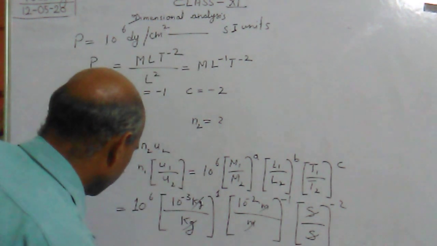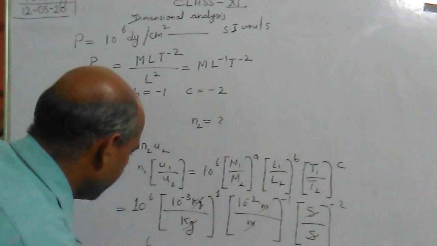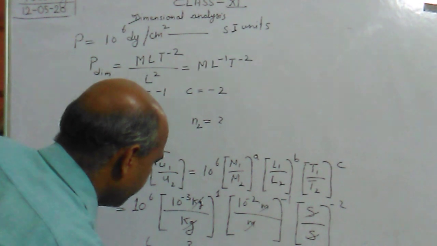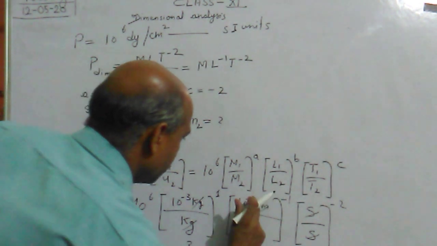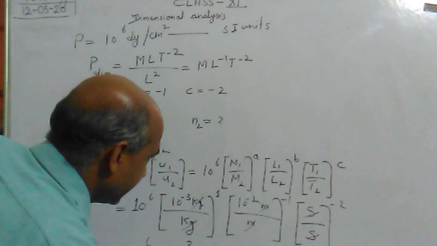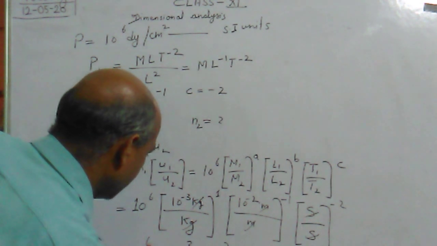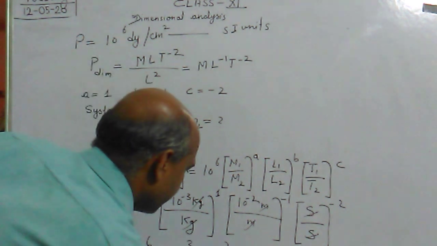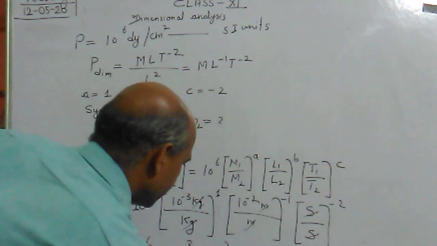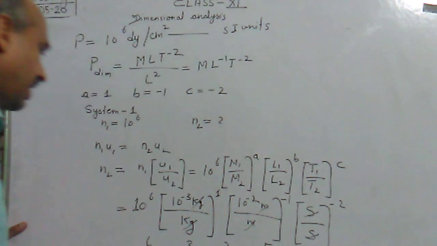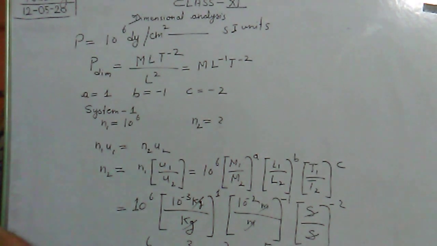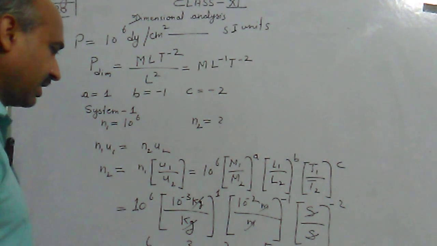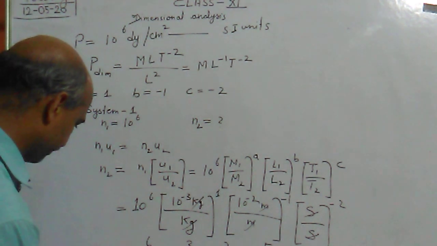So we get 10 की पावर 6 and from here into 10 की पावर -3. Okay, and from here 10 की पावर -2 into -1 gives me 10 की पावर 2. So 10 की power 6 and 10 की power 2, 10 की power 8 minus 10 की power 3. So it gives me 10 की power how much? 5. 10 की power 6 into 10 की power minus 3 into 10 की power 2. 6 plus 2 is 8. 8 minus 3 gives me 5. So this is the value of n2.